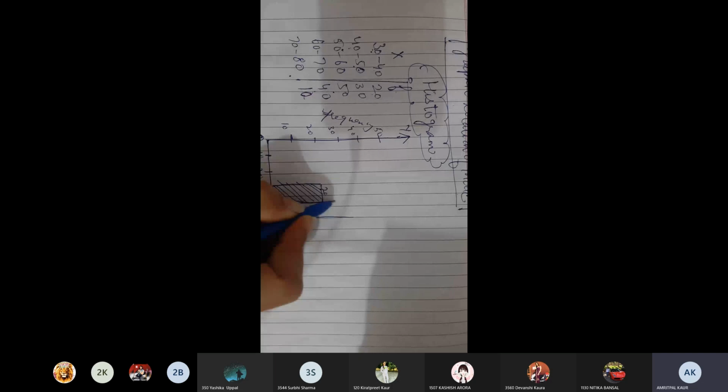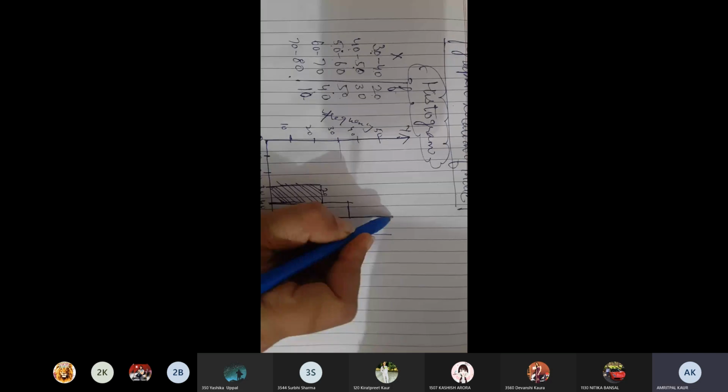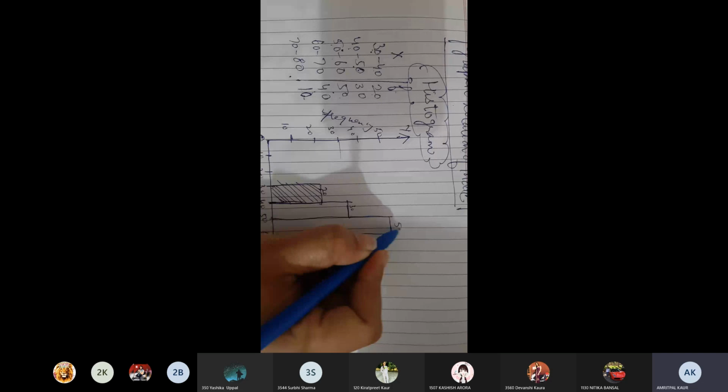Then we have 50 to 60, 50. So this side 50 and this side 60, and the frequency is there. This line also, 50 to 60 both sides. This will be 50. This is 30. This is 50. Then 60 to 70.